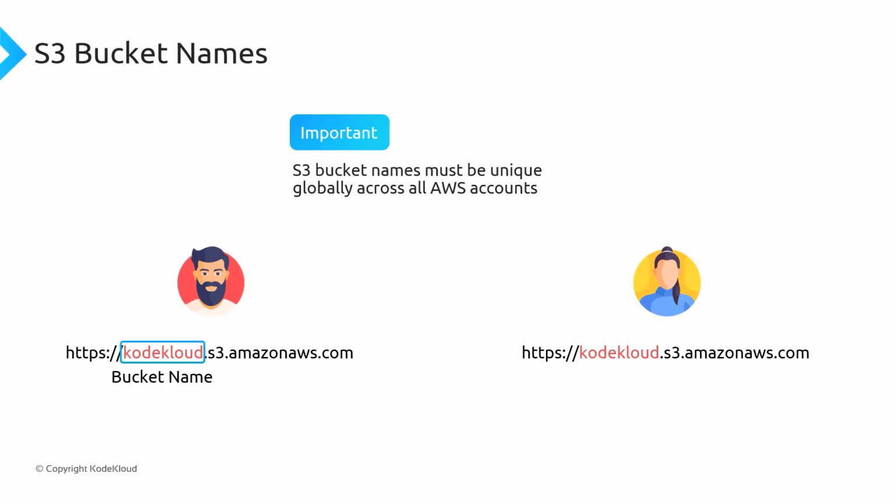And that's important because if another user in another account tries to create a bucket called KodeKloud, well, this creates a little bit of a problem because we can't have two URLs going to two different buckets or two different servers. So because of that, we can't do that. And the name of your bucket has to be unique across every single AWS account. So if I create a bucket called KodeKloud, you guys cannot create a bucket called KodeKloud as well.